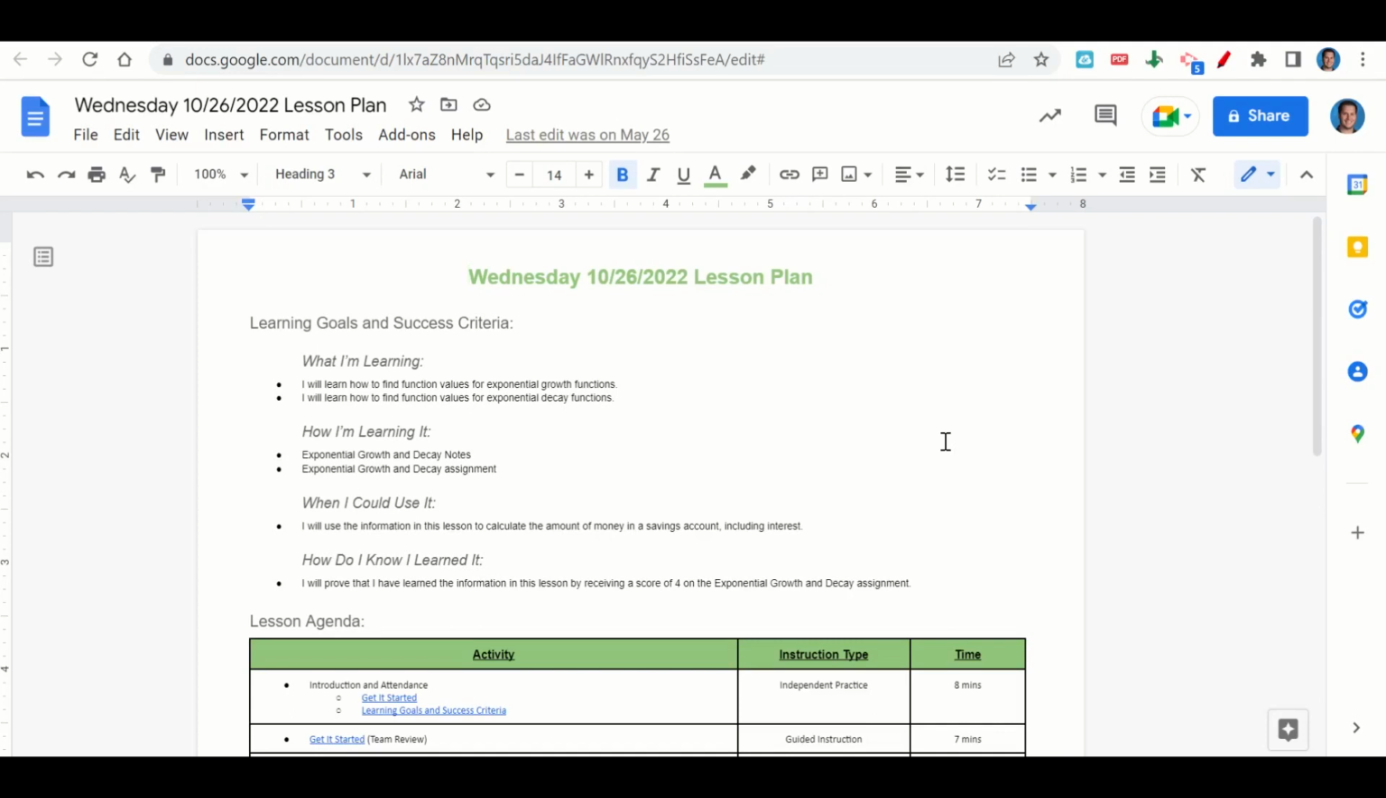First, what are we learning? We're learning how to find function values for exponential growth functions and how to find function values for exponential decay functions. How are we learning it? Through the exponential growth and decay notes and the exponential growth and decay assignment.